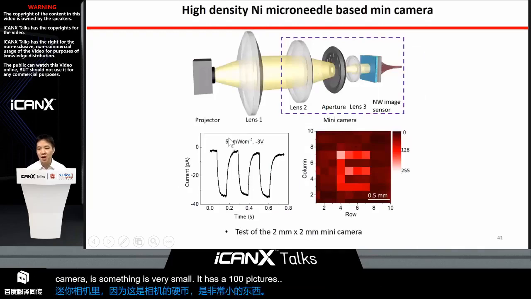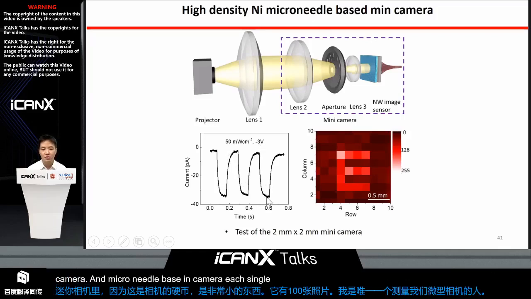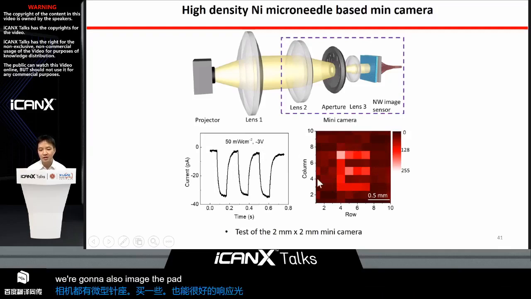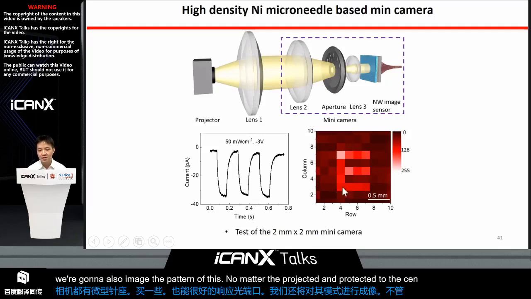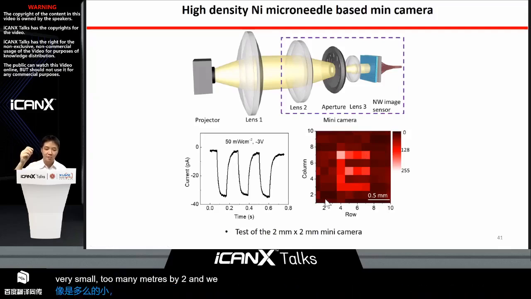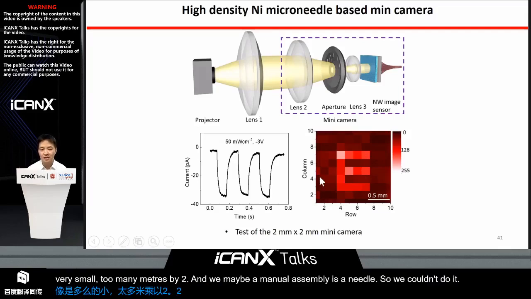Then we perform the measurement of our mini camera, the microneedle-based mini camera. Each single pixel can respond very well to the optical inputs, and we can also image a pattern. This is the letter E. We project it onto this image sensor, and this image is very small. Like I said, it's 2 millimeter by 2 millimeter. We did a manual assembly of this needle, so we couldn't do a lot more than that.